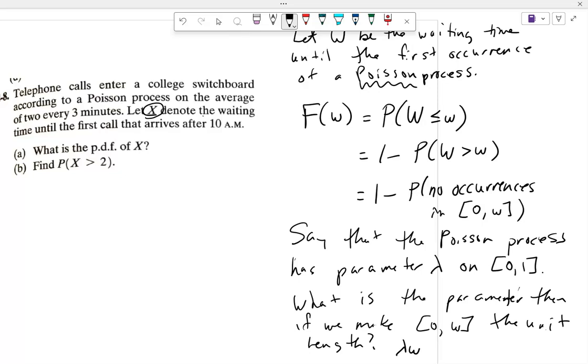Some of the problems that we did before: if it was 2 occurrences in an hour, we could scale it to 4 occurrences in 2 hours, right? Or 1 occurrence in 30 minutes. We talked about scaling, correct? This is all this is doing, just scaling. We want no occurrences in this unit interval, and this is our new parameter. How do we calculate that using a Poisson distribution?